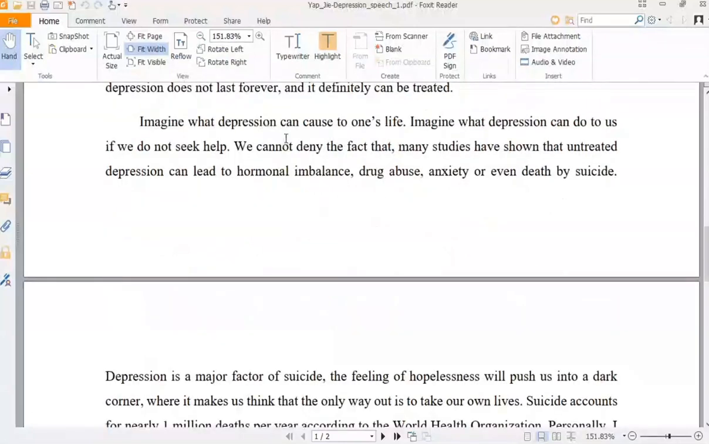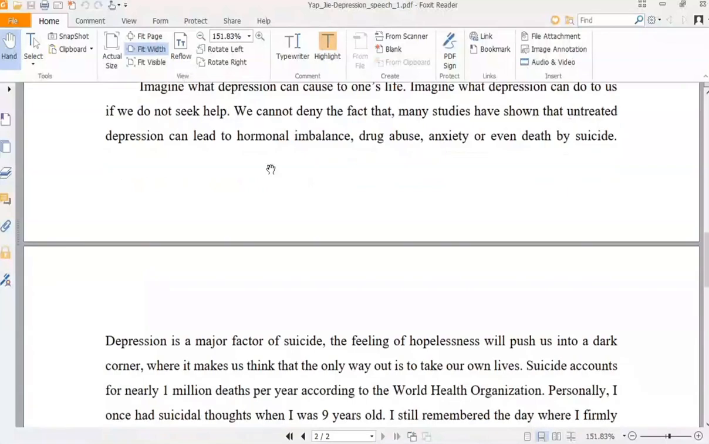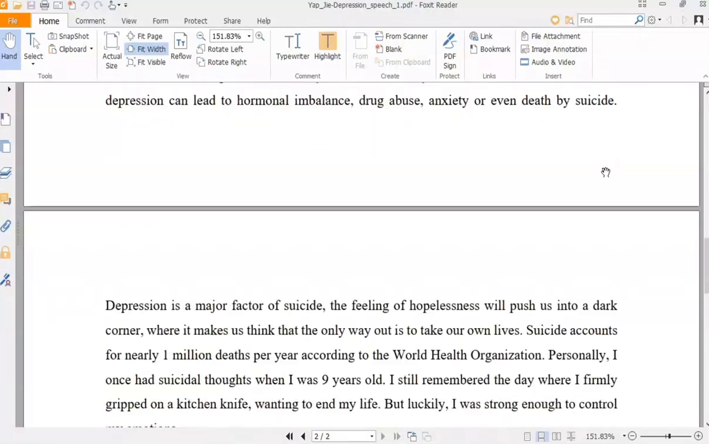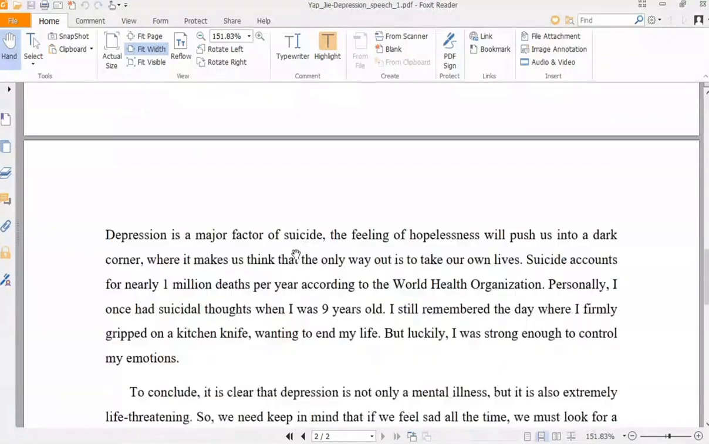So imagine what depression can cause to one's life. Imagine what depression can do to us if we do not seek help. We cannot deny the fact that many studies have shown that untreated depression can lead to hormonal imbalance, drug abuse, anxiety, or even death by suicide. So she's giving a negative picture. Depression is a major factor of suicide.